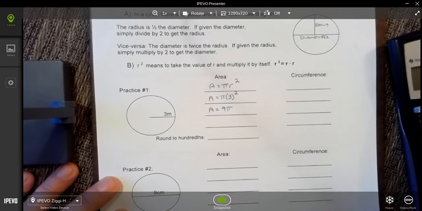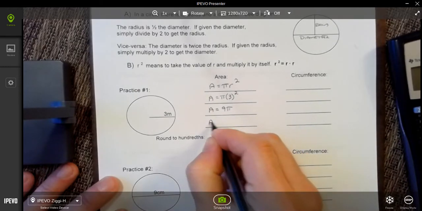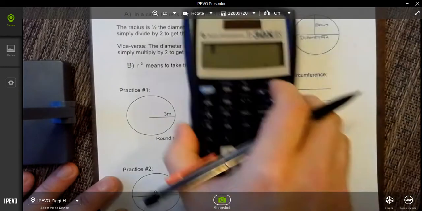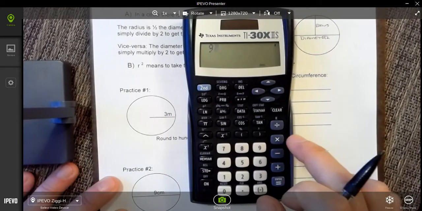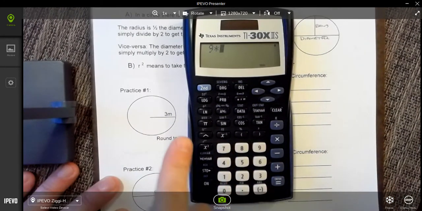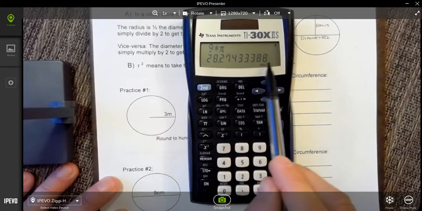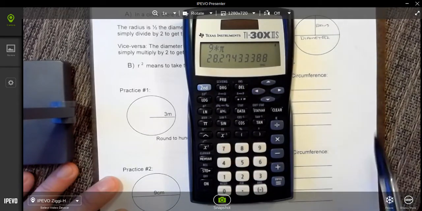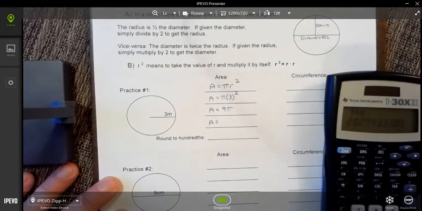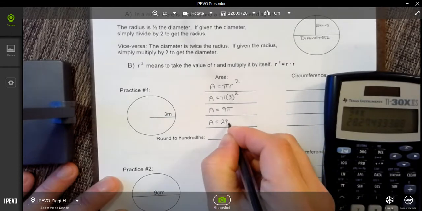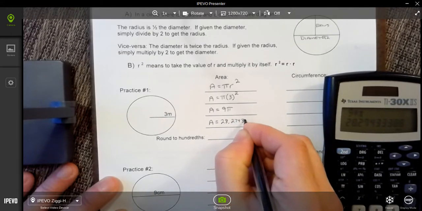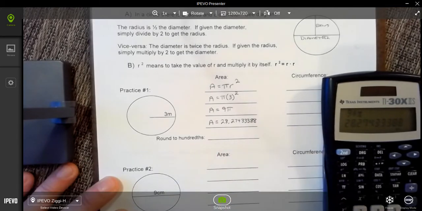That would be all that we need to do. But because down here it says we're going to round our answer to the hundredths place, I'm actually going to use my calculator and figure out what 9 times pi is. So area equals, and now let's pull out the calculator here. I'm going to hit 9 times, and then there's our pi key right here. I'm just going to hit that, hit equals, and on your paper, you're going to write out this entire decimal. Write out all of the digits that you see on your calculator. So we're going to have 28.2743388.